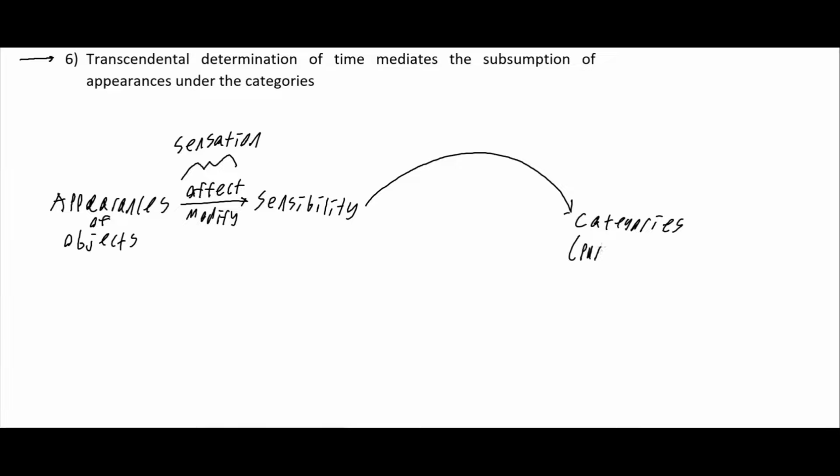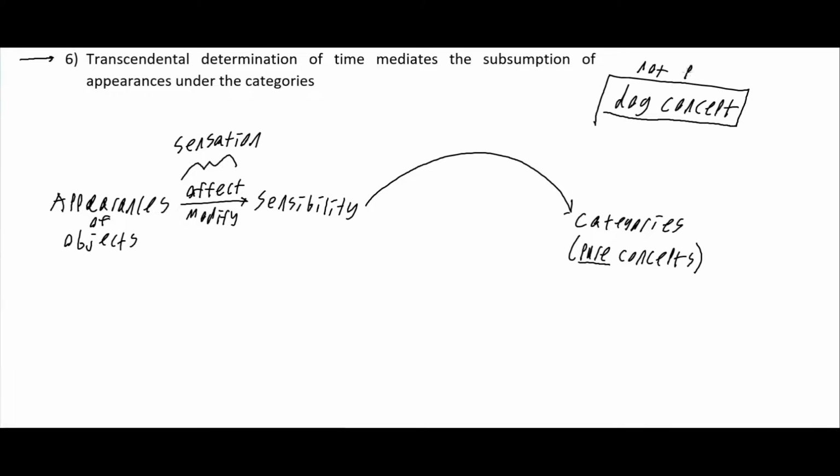or pure concepts. This idea that the categories of understanding are pure concepts is important because it means that they are not obtained from our empirical experience. We can come up with a concept of dog, for instance, and that is not a pure concept because it's a concept that we get from experiencing dogs. So this is not pure. The categories of understanding are the pure concepts, but the sensibility gives content to the categories of understanding.